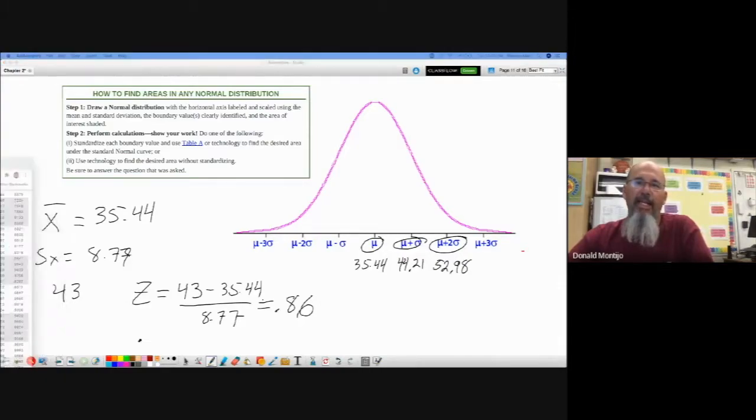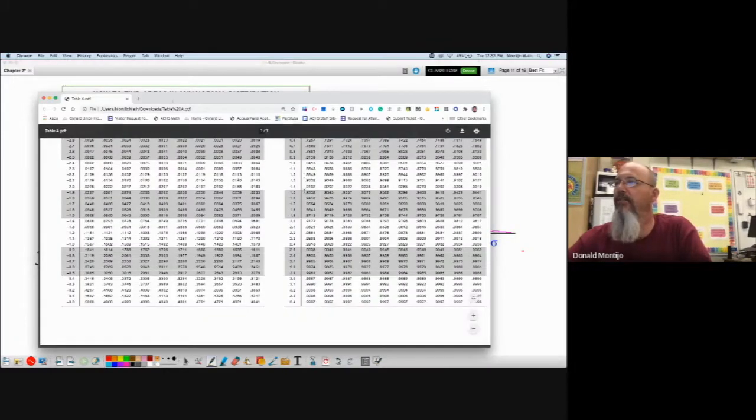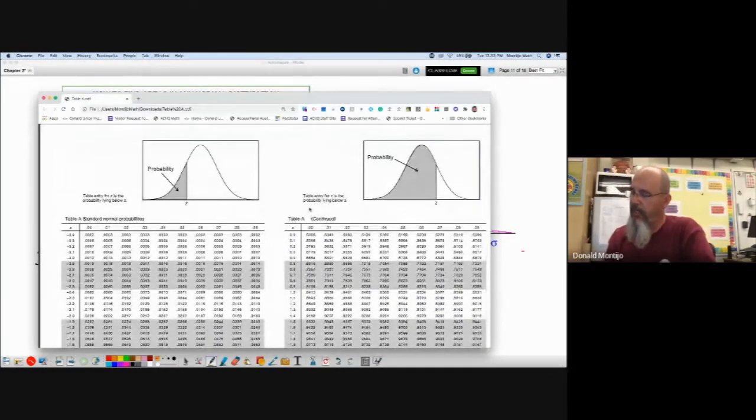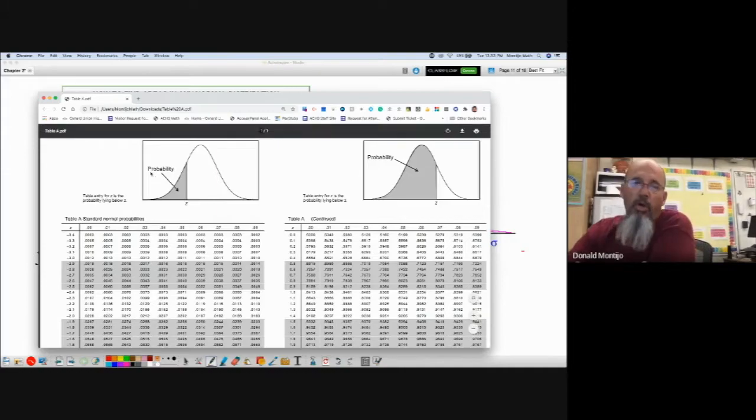Z-score of 0.86. Now, I know what my z-score is. Let's go to my table A to try to figure out what my percentile is for 0.86. Remember when we looked at relative standing, it was around 80%. So if I have a z-score of 0.86, I know that it's positive. Therefore, my answer better be above 50%. 0.8, and then I come across here, 0.8, and then 0.6, and I come down and it's 0.8051. Yeah, approximately 80%.